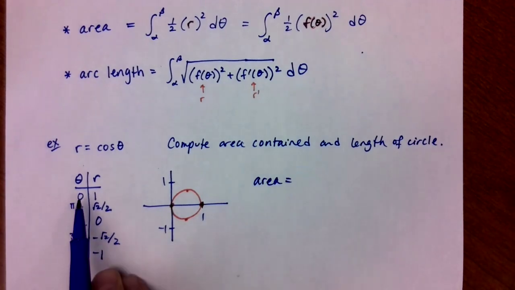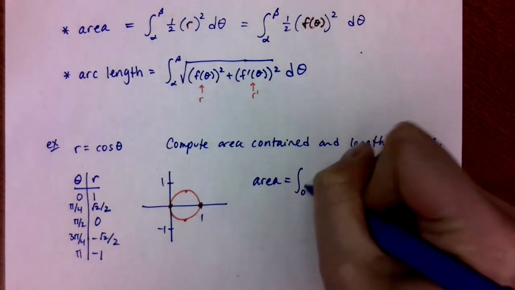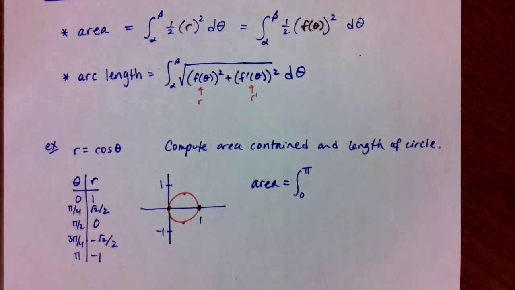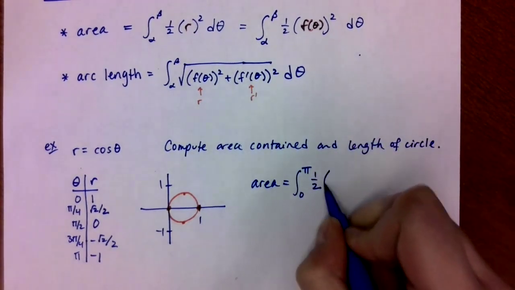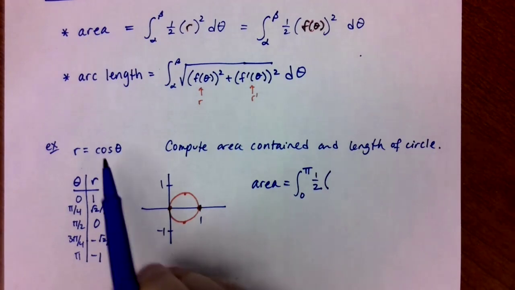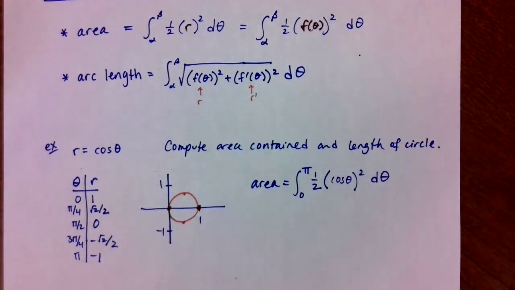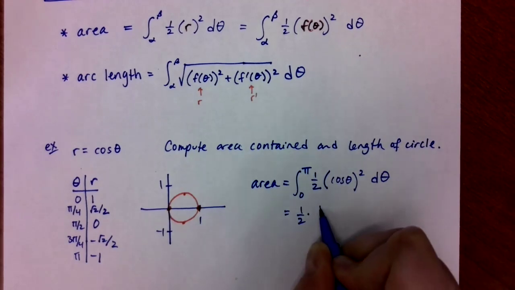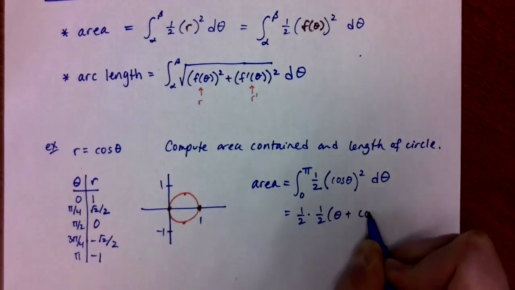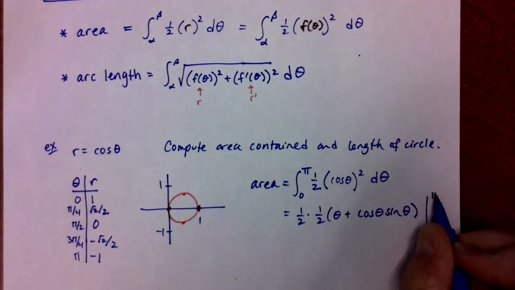All right, so because 0 to pi traces out this circle exactly once, 0 to pi will be my bounds of integration. And then I'll have 1/2 f of theta, so that's the cosine theta formula that we were using, squared d theta. Right, and we have a memorized antiderivative for cosine squared. So I'll carry down this 1/2. Cosine squared is 1/2 theta plus sine cosine. And we're evaluating from 0 to pi.